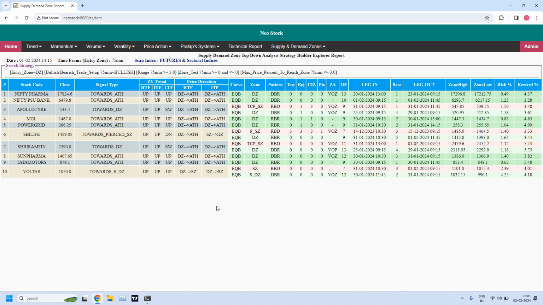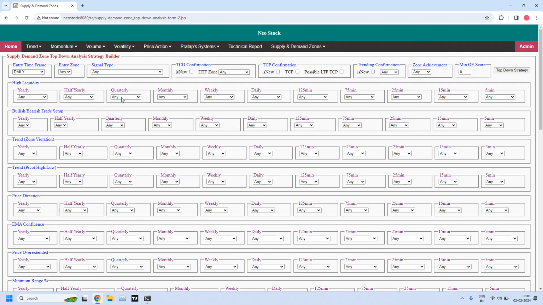Now we have to generate the bearish trade setup for a weekly income trade. So entry time frame I am selecting as 75 minutes. If any filters are applied, they should be applied to the supply zone because it is a bearish trade setup. And in this parameter, bullish or bearish trade setup, I have to select the time frame 75 minutes. In the 75 minutes, I have to select the filter bearish. Now generate the stocks.